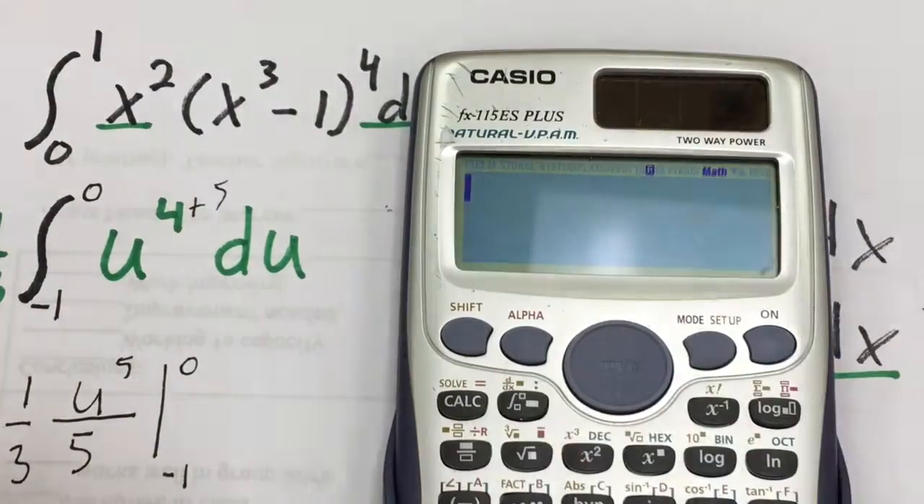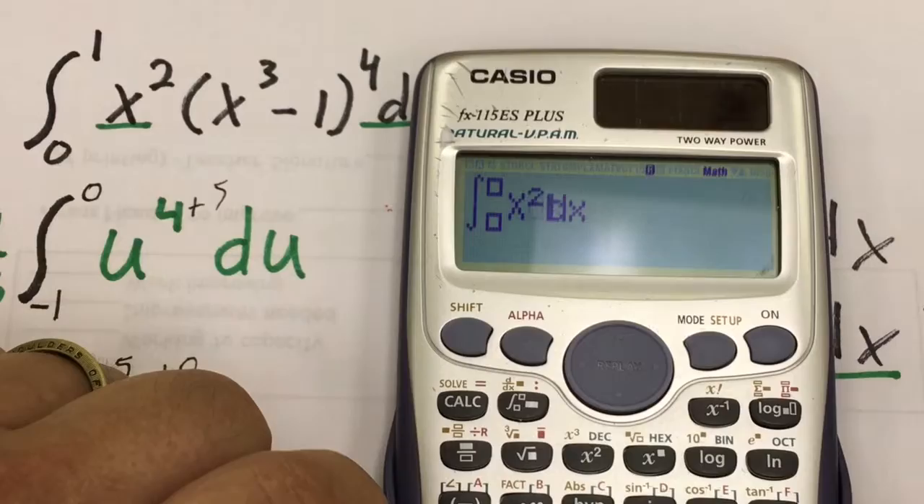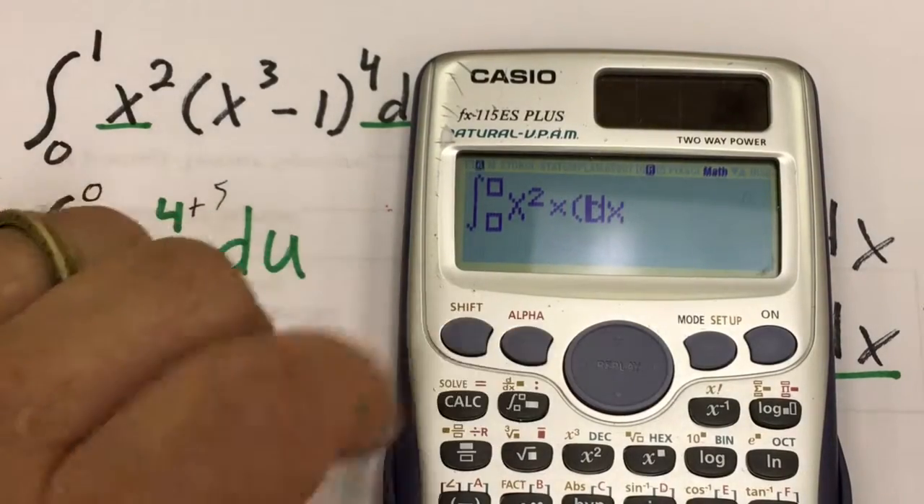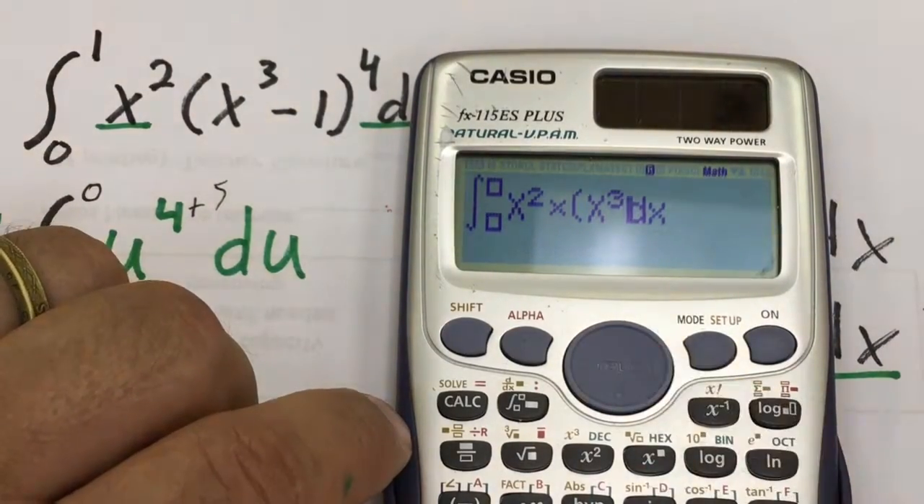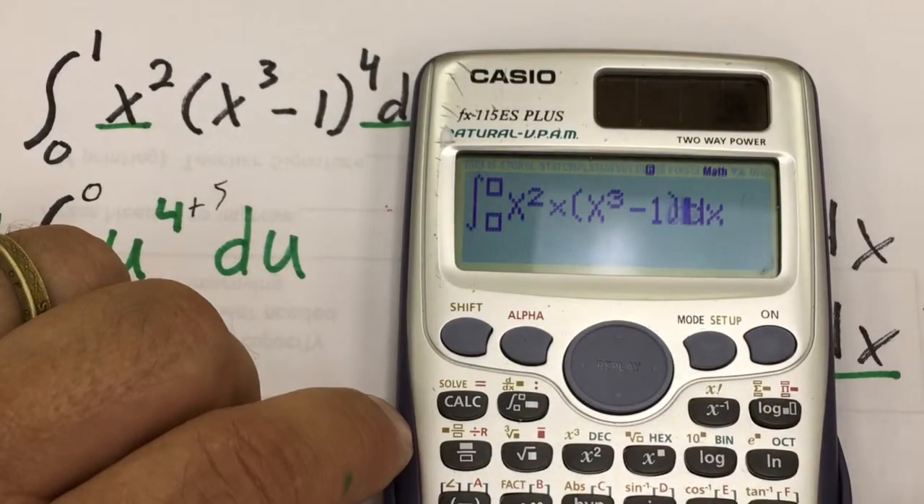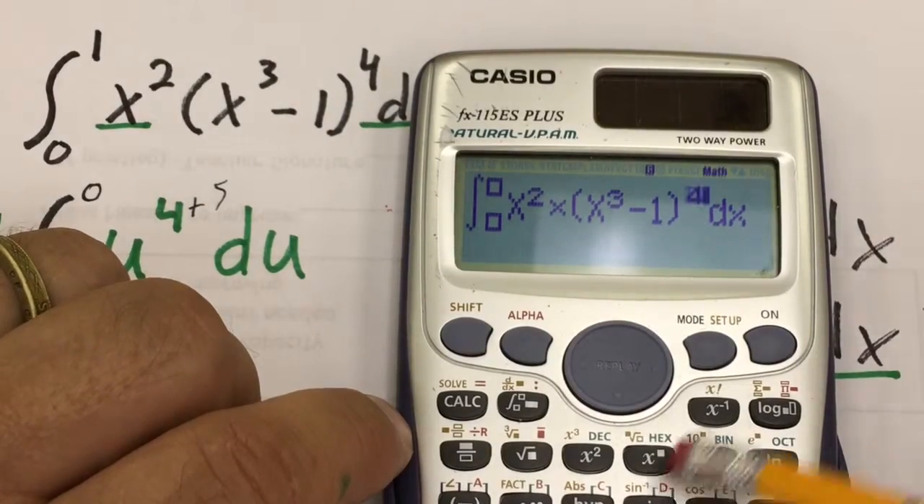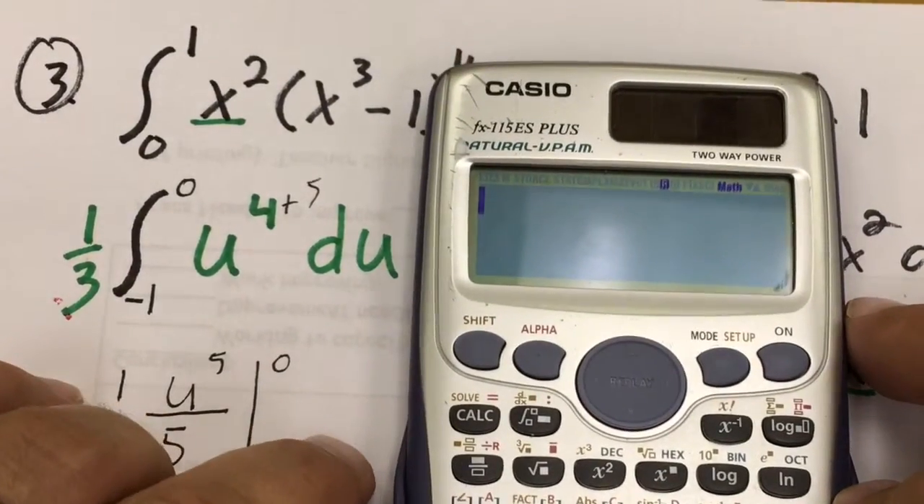So let me turn it on and hit the integral button, which is right here. And I'm going to type it in like it looks: alpha x squared times parentheses alpha x to the third power minus 1, close parentheses, to the fourth power. Let's see how well we do with our calculator.